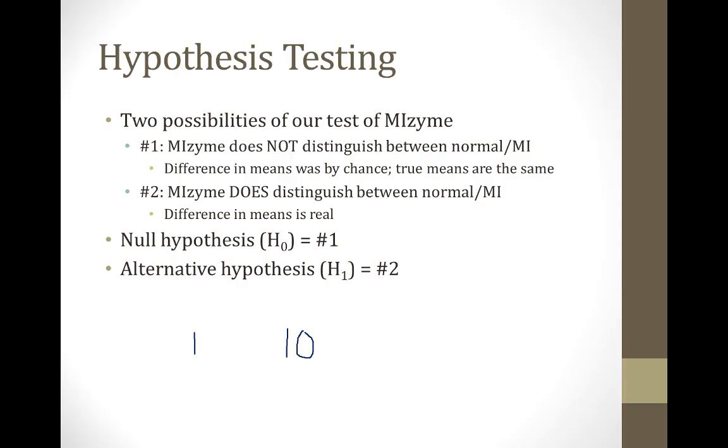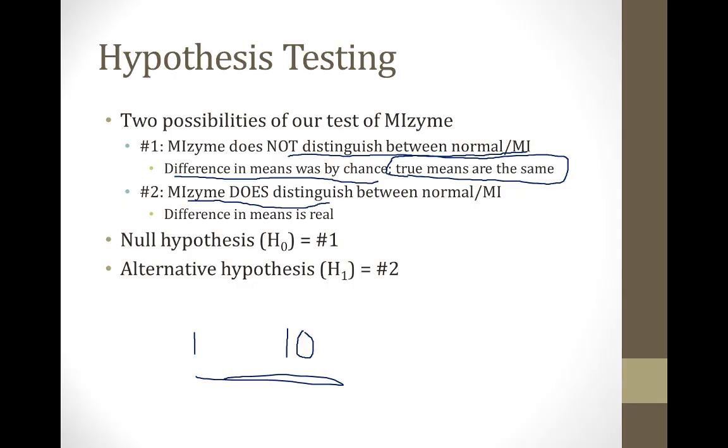Possibility number one is that MI-zyme does not distinguish between normal and MI patients. If this is true, the difference we saw between groups of 1 and 10 was by chance. The true means are actually the same, and we just got a fluke measurement that showed these two numbers to be different. Possibility number two is that MI-zyme does distinguish between normal and MI patients and that the difference that we saw is real. We call possibility number one the null hypothesis, and we represent that by H sub 0. We call possibility number two the alternative hypothesis, and we represent that by H sub 1.